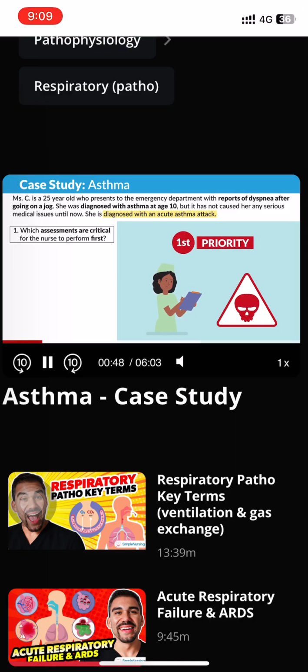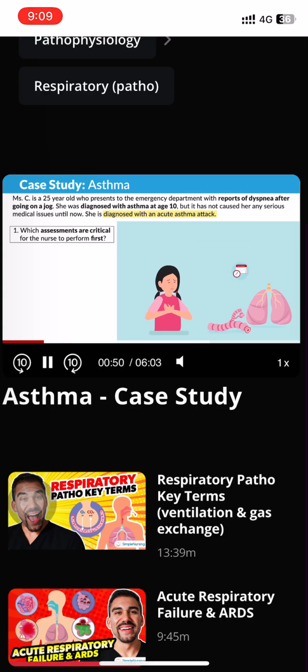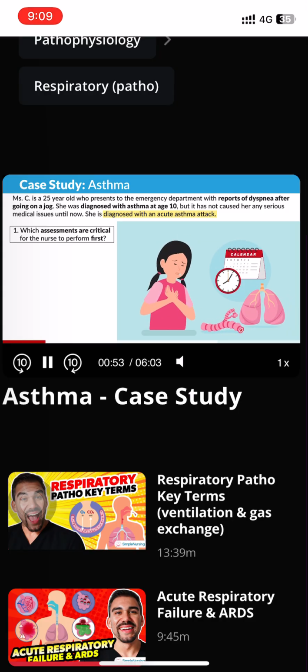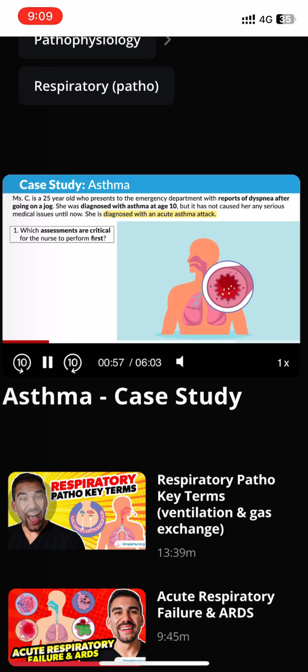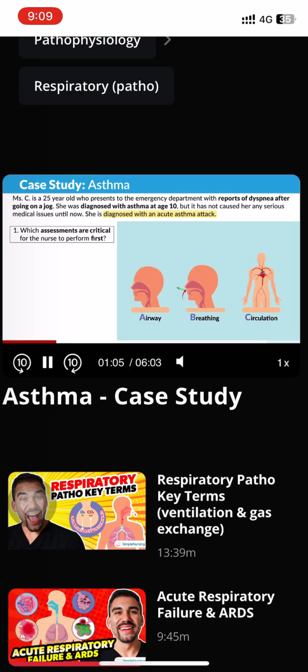Always think what kills the patient the fastest. In this case, the client was diagnosed with an acute asthma attack. Oh, snap! Think of the patho here. Inflamed airways and increased secretions, cutting off oxygen into the lungs. So we must assess ABCs: airway, breathing, which is huge for inflamed lungs post-attack, and then circulation.